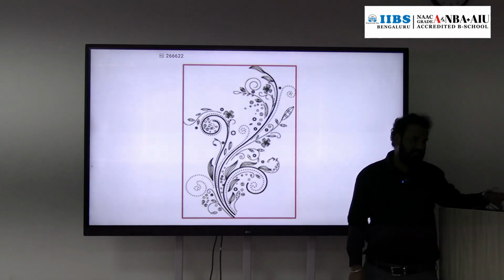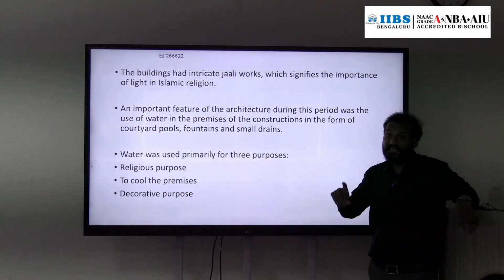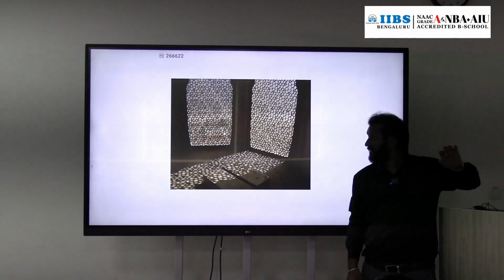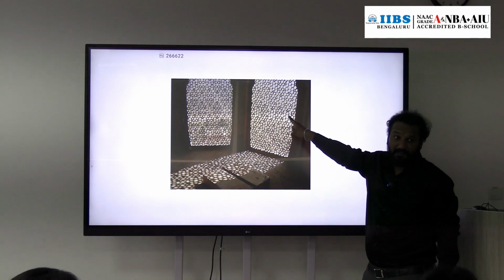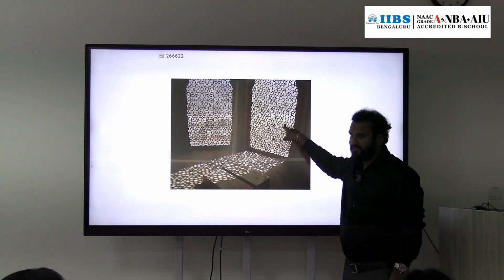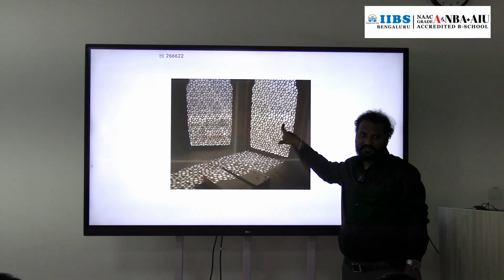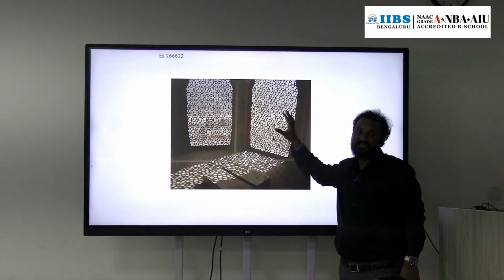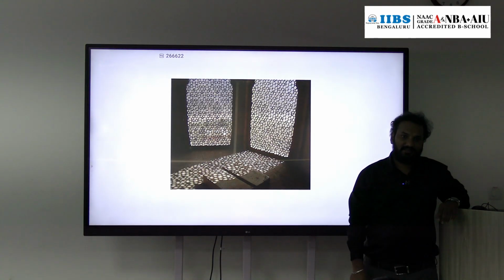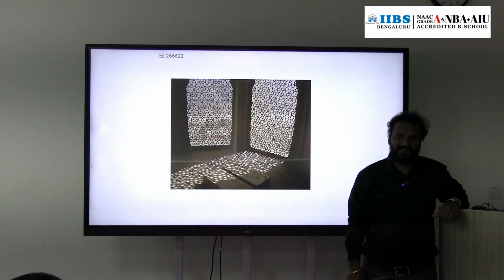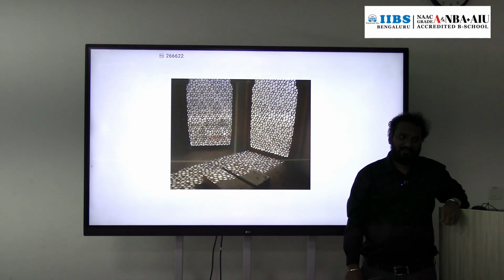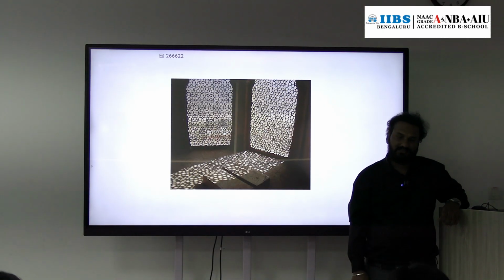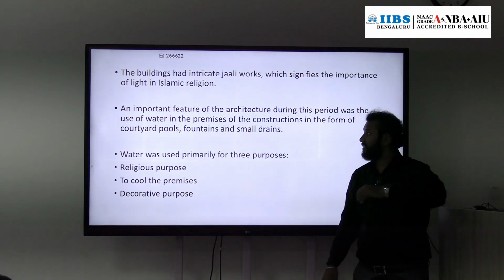Next, Jali work is also a part of Indo-Islamic architecture. I'll show it to you. See, Jali is made of stone only, and it is intricate. This Jali work shows the importance of sunlight in Islam. In every Islamic architecture you can find this Jali work, carved from stone only.